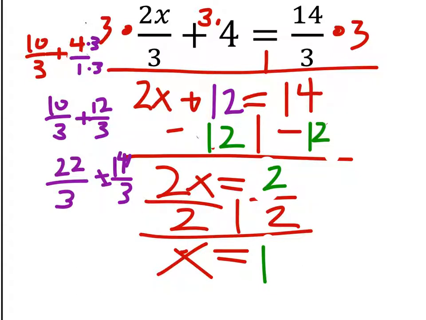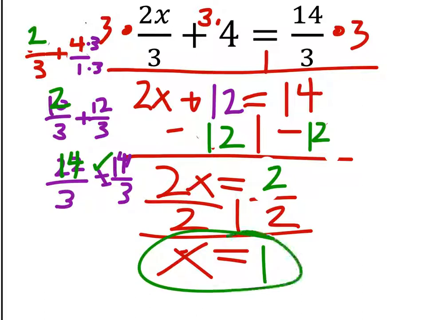And we could check this one, or we should be able to check this one. Once again, if we come back up here, 2 times 1, up here we're going to change that 10 to a 2. So this 10 is a 2. 2/3 plus 12/3, that does equal 14/3. And therefore we know that this one now checks off. So x is 1. Bam, there we go.